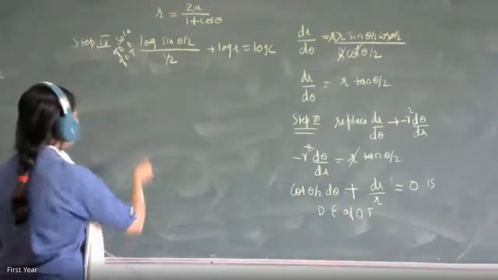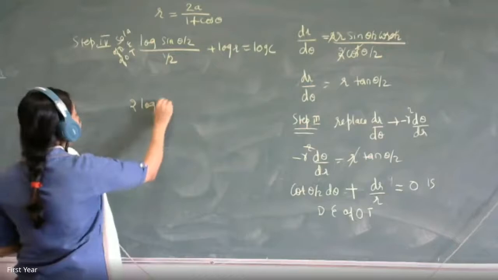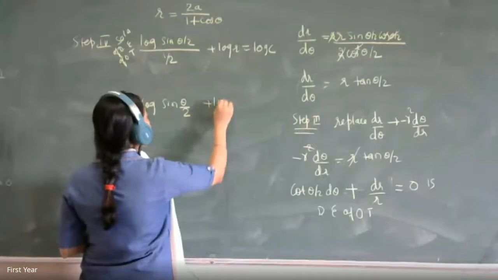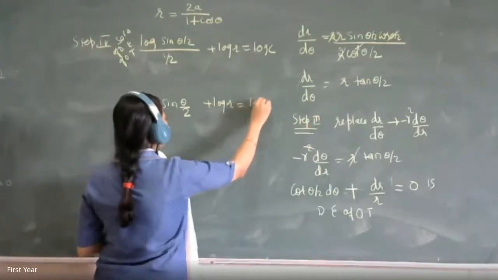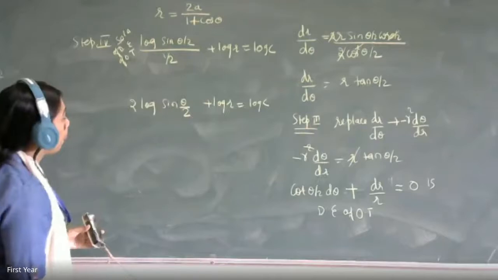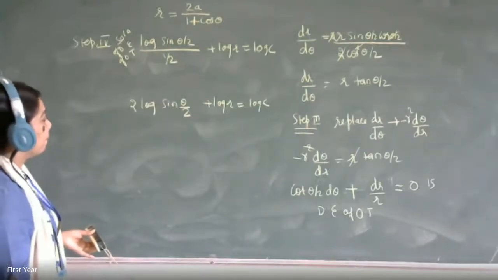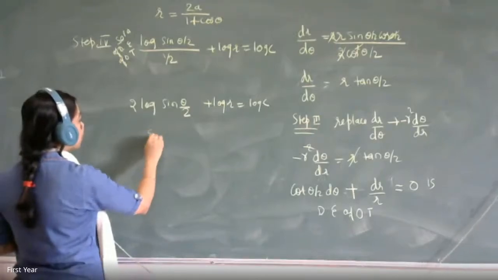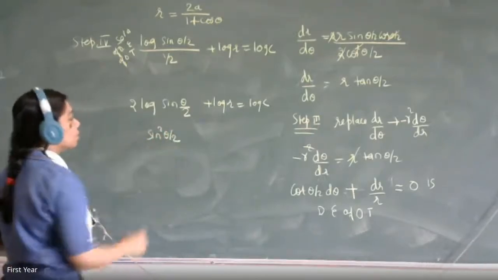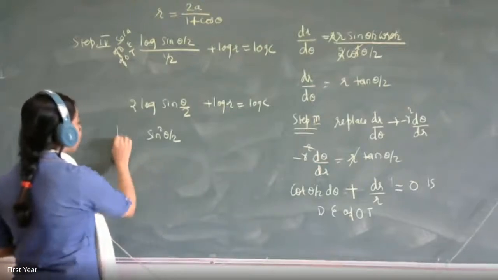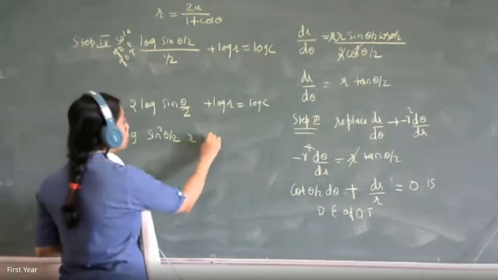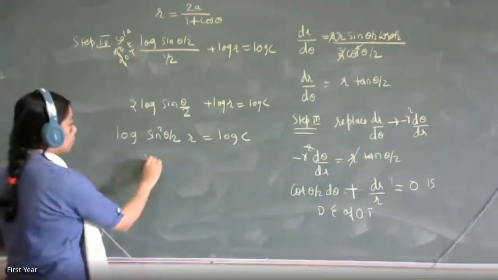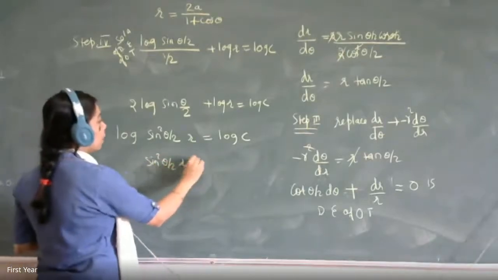So this is nothing but 2 log of sin theta by 2 plus log of r is equal to log of c. So sin square theta by 2 into r is equal to c.